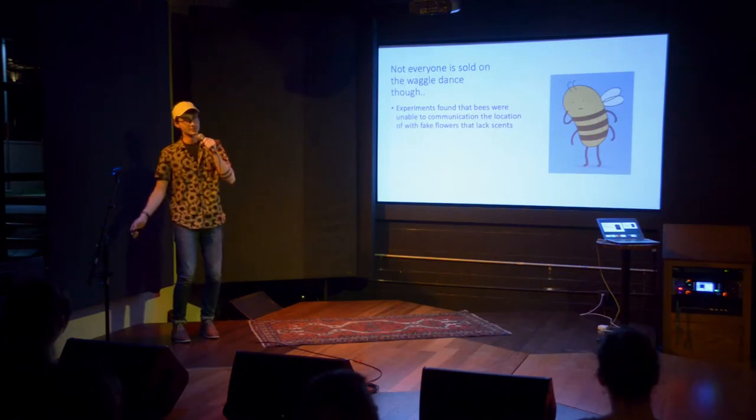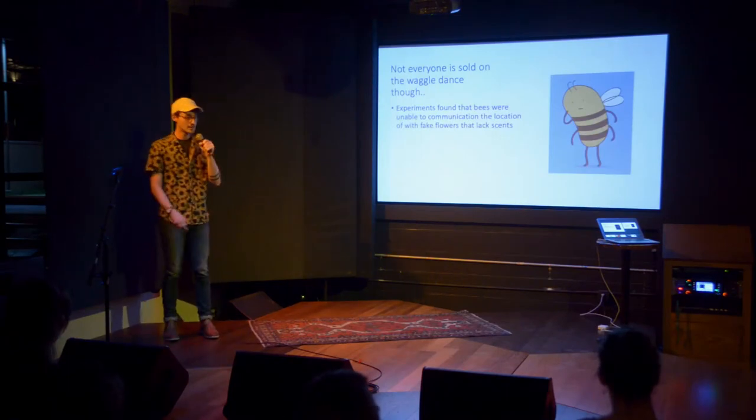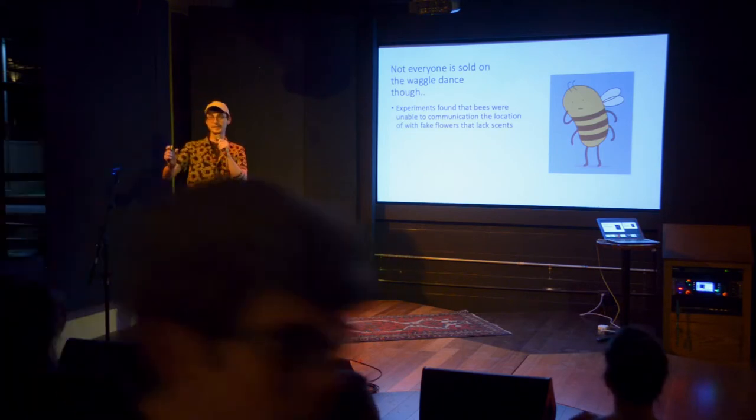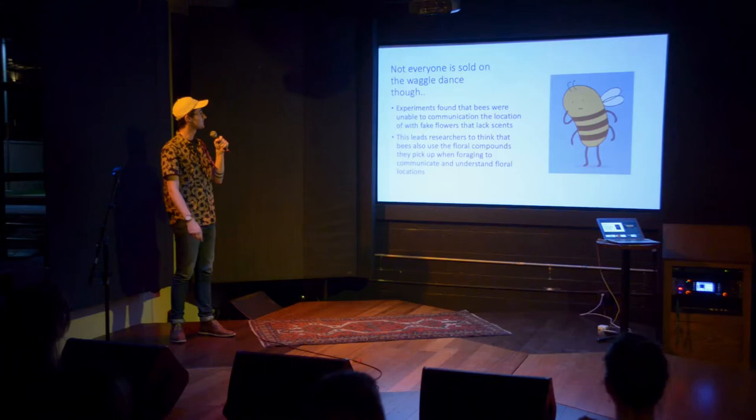So not everyone's entirely sold on the waggle dance. A few really cool experiments using fake flowers that didn't have any scent but had nectar, and still were a valid food source for the bee, found that when the bee that foraged on the fake flower returned and tried to communicate where it was to her sisters, no one could really find the flower. So people now are starting to believe that the waggle dance helps guide bees in the general right direction, but that the flowers are mostly found based off of the volatile organic compounds that are being released.